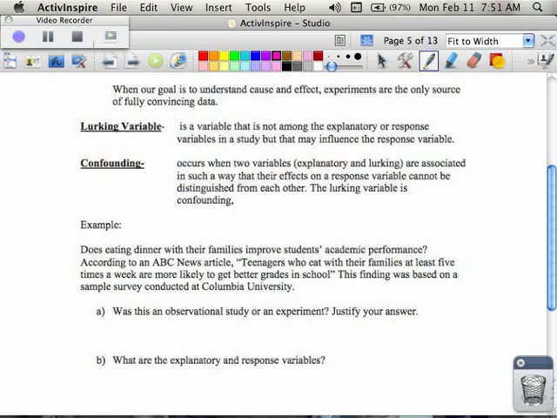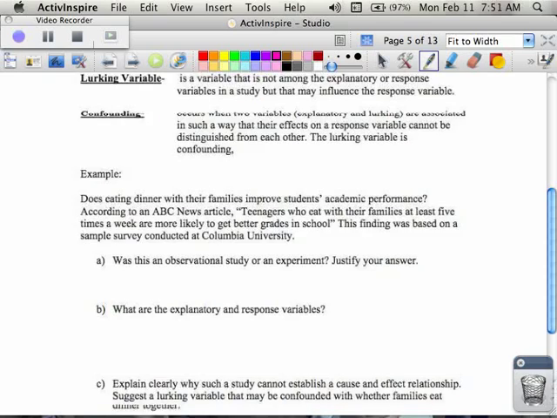A lurking variable is a variable that's not among the explanatory or response variables, but might influence the responses. A confounding variable is when two variables, both explanatory and lurking, so both things that are the independent variables, are associated in a way that their effects cannot be distinguished from each other. And that's why they call that lurking variable confounding. So confounding is a subset of lurking.